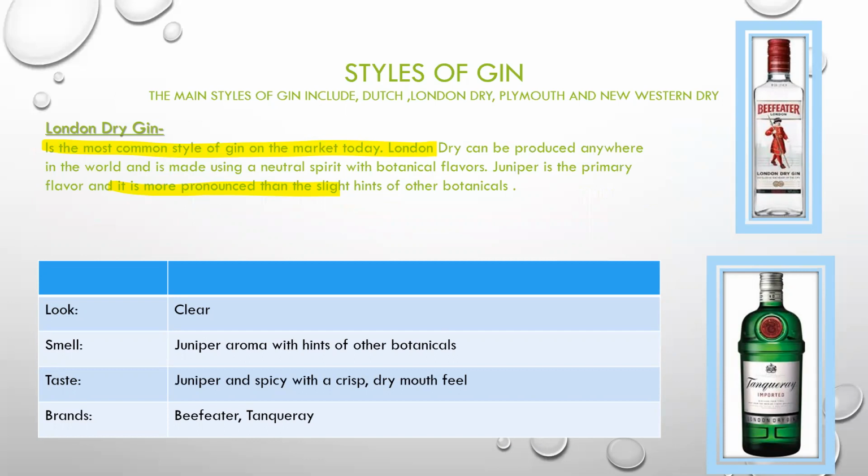So the most common style of gin on the market today can be produced anywhere in the world. It's made using a neutral spirit with botanical flavors, but juniper has to be that primary flavor, and it's typically a bit more pronounced than any of the other botanicals. Great examples here: Beefeater, Tanqueray.